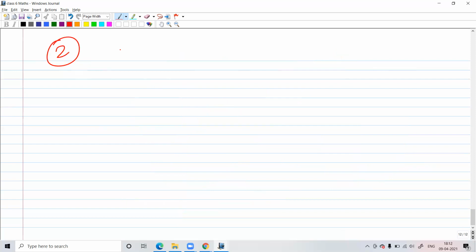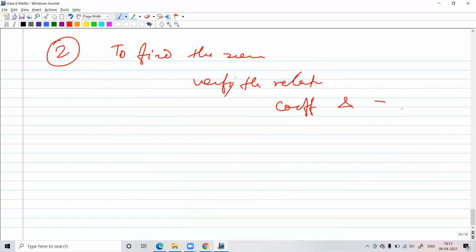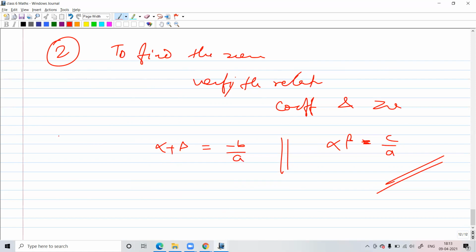Then we learned to find the zeros and verify the relation between coefficients and zeros. What was that? It was alpha plus beta is equal to minus b by a, and alpha into beta is equal to c by a. This is the verification for quadratic polynomial. This relation is for quadratic polynomial.